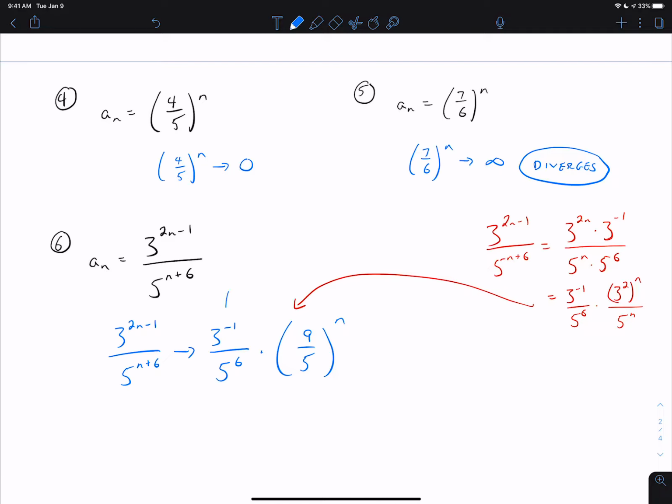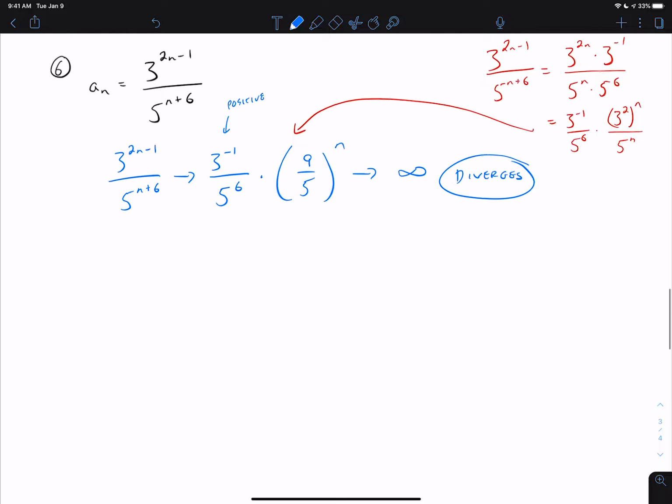The first part is positive, so this is positive here. So we have a positive number times positive infinity, which means this goes to positive infinity. That means the sequence then diverges.